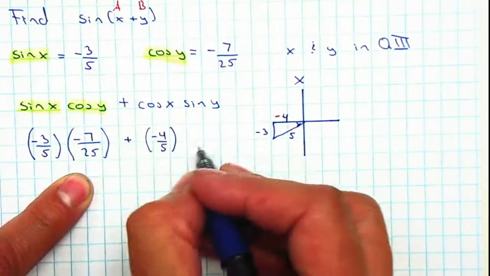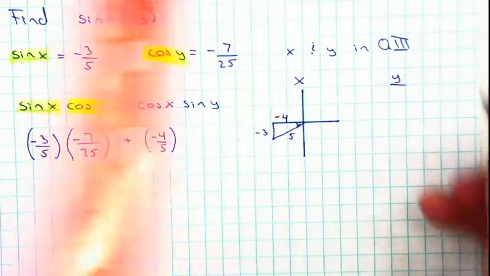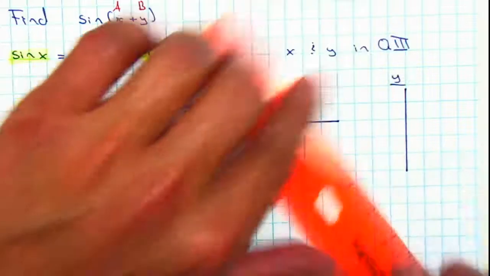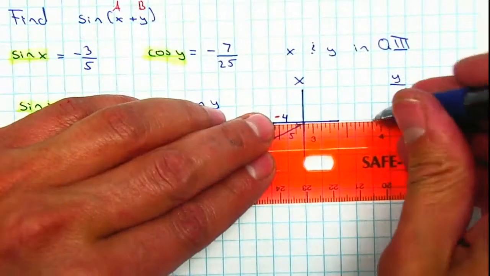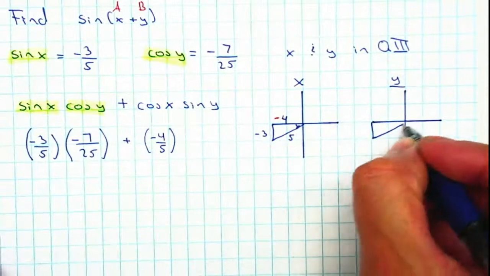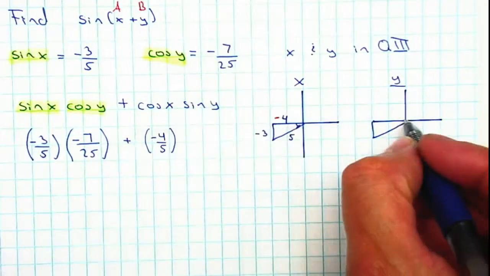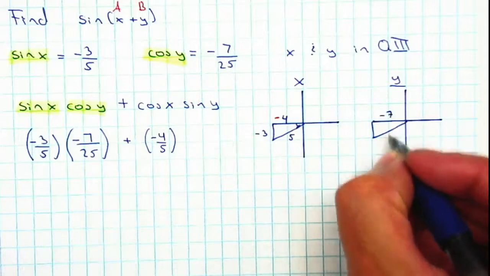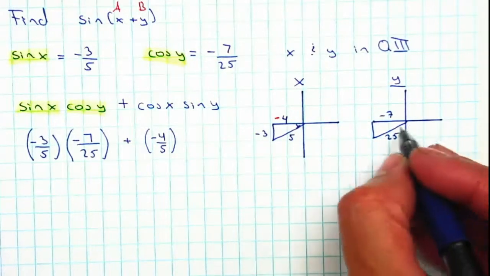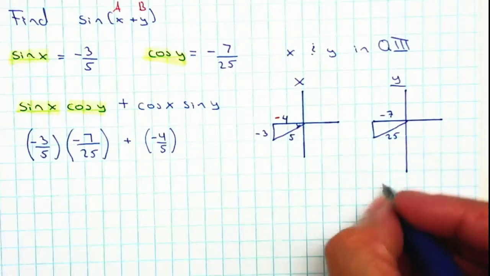And now we're going to do exactly the same with y. I'll place a y and an x-axis. And in this case, it's also in quadrant number 3, both of them. And it tells us that the cosine is negative 7 over 25. Cosine is your adjacent over hypotenuse, 25. Now some of you have memorized your triangle, so you know that this is going to be 24. Otherwise, just go through your Pythagorean theorem.